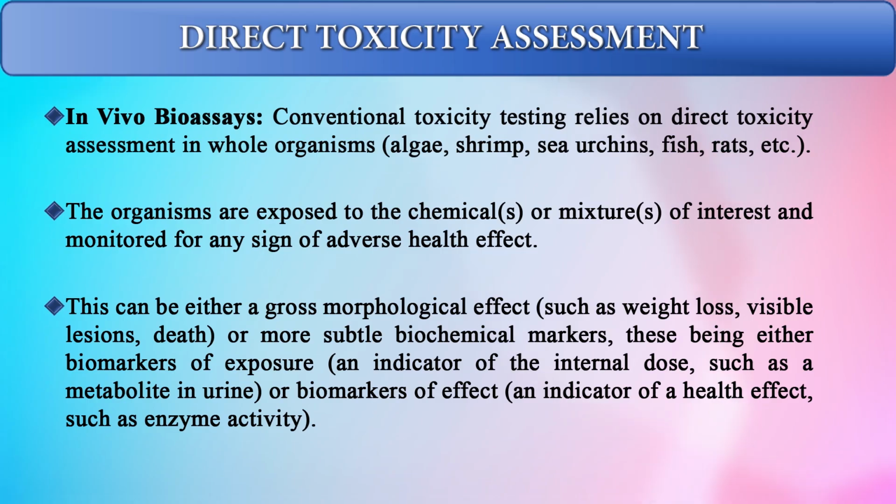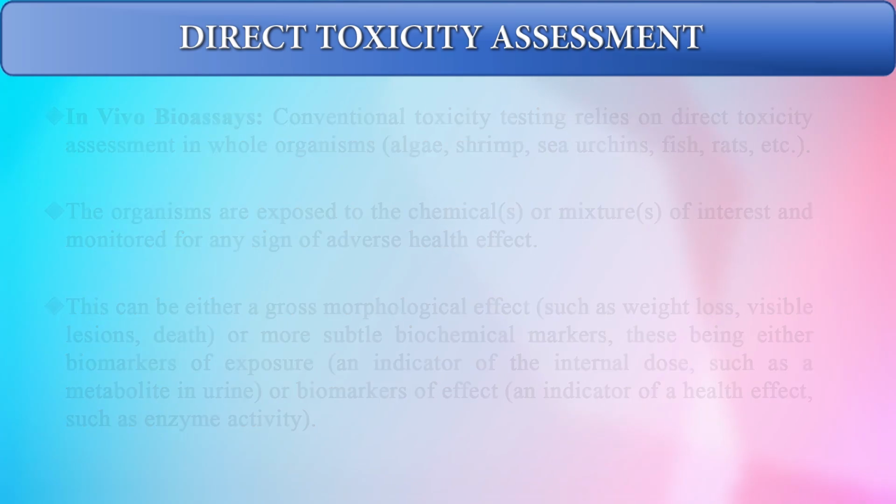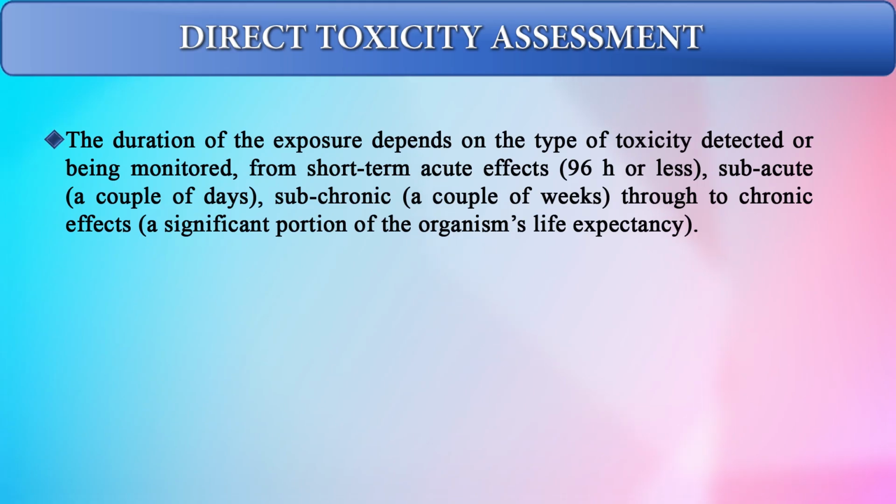For example, biomarkers of exposure are indicators of the internal dose, such as metabolites in urine, and biomarkers of effect are indicators of health effects, such as enzyme activity. The duration of the exposure depends on the type of toxicity being monitored, from short term acute effect, which is 96 hours or less, or subacute effect, which is a couple of days, or subchronic effect, which is a couple of weeks, through the chronic effect, which is a significant portion of the organism's life expectancy.